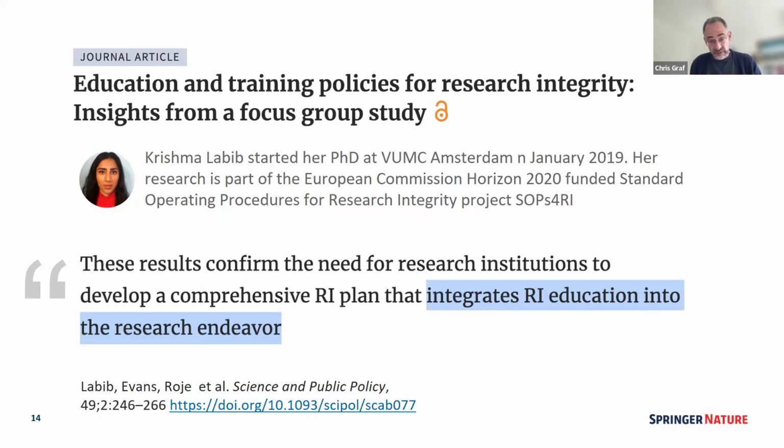And it's part of a large body of work that actually comes out of the Free University. And this is just one contribution, but I think it's an important one. And it talks about how training in research integrity is better done together with the other kind of training and education that's done into the research endeavor. So per the point I made a little earlier on, Krishma's evidence suggests that the best place to do integrity training is within the context of the other trainings that are being provided to researchers or perhaps to students at your institution.